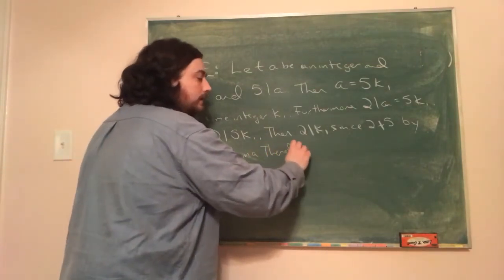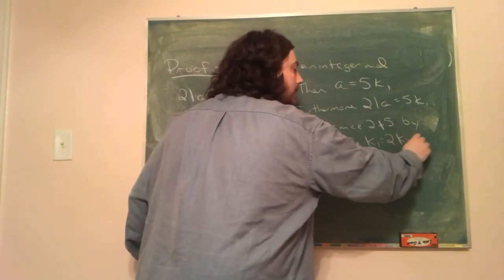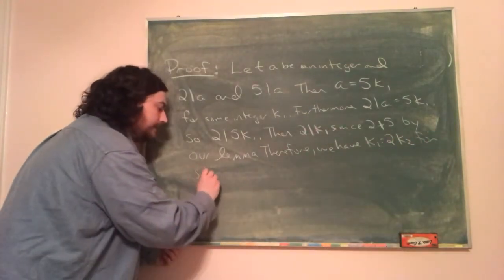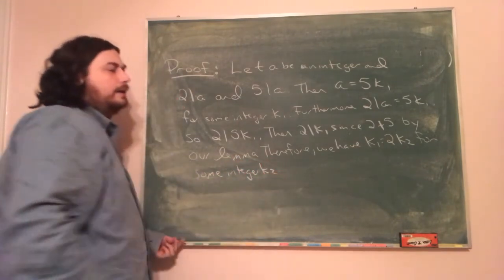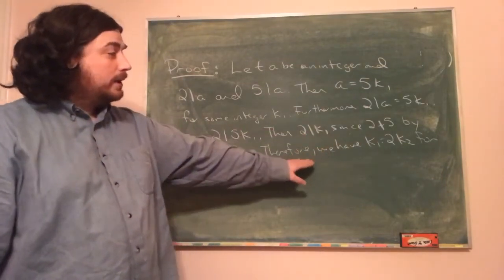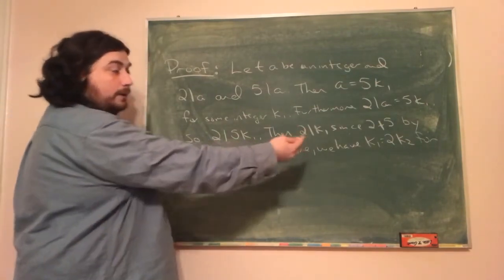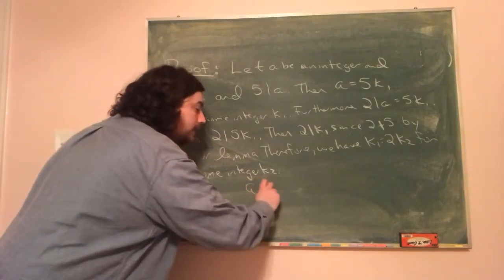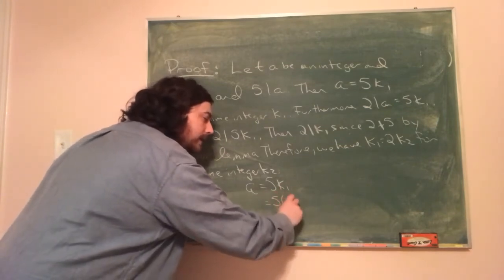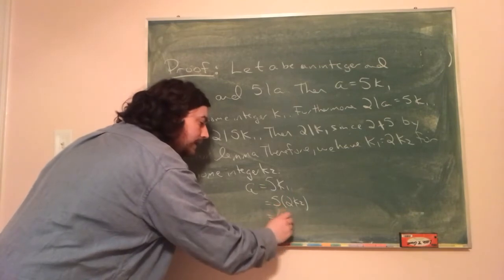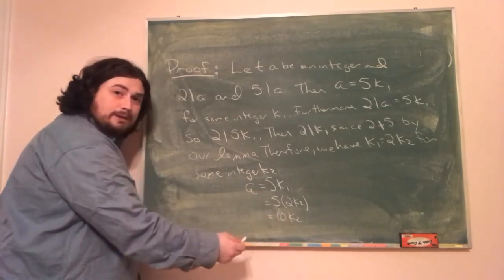Therefore, by the definition, we have that k1 is equal to 2 times k2 for some integer k2. So I'm just saying that we just said that 2 divides k1. Well, that means k1 is 2 times some integer. So we're writing that down. Now that we have that k1 is equal to 2 times some integer, we know that a is equal to 5 times k1. But 5 times k1 is 5 times 2 times k2, which is 10 times k2. So what we have is a is 10 times some integer.